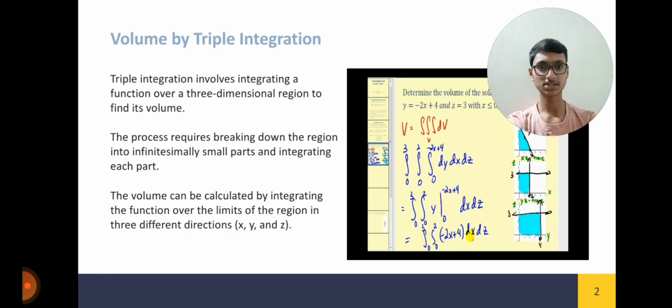Volume by triple integration. Triple integration involves integrating a function over a three-dimensional region to find its volume. The process requires breaking down the region into infinitesimally small parts and integrating each part. The volume can be calculated by integrating the function over the limits of the region in three different directions, that is x, y and z.